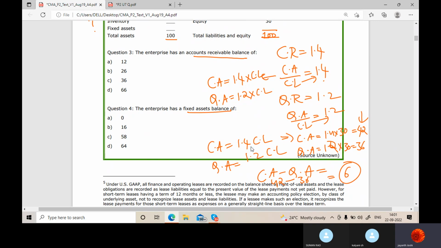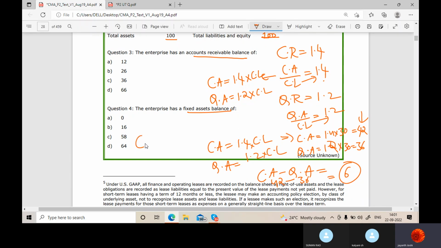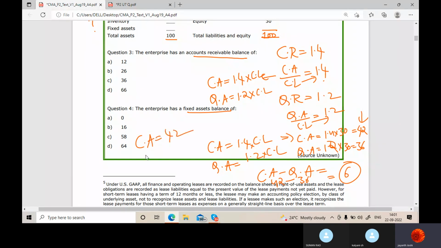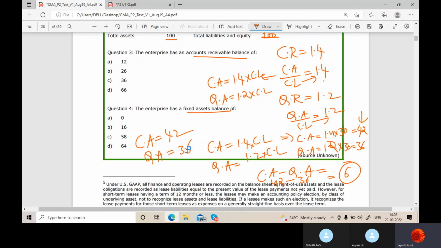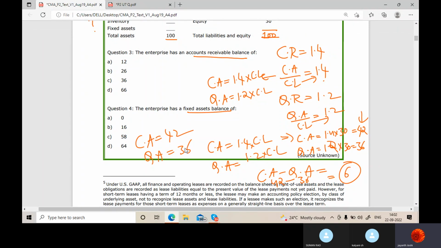So if I write 1.4 CL, it is multiplication. Now 1.2 into your current liability, 30, is giving me 36. Correct. So I have my current assets 42, I have my quick assets 36. Now till here, do you have any doubts? Fine.